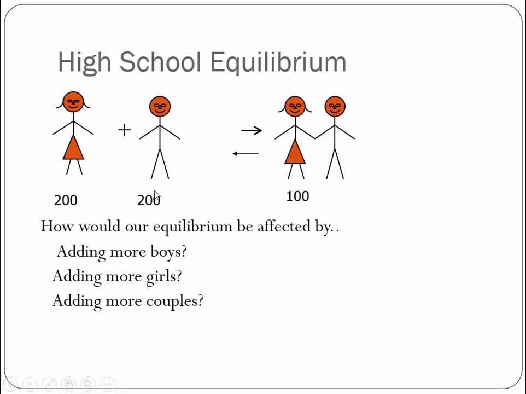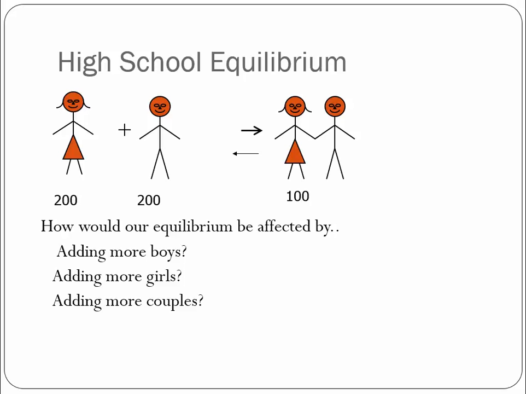When we add some more boys, our system's thrown out of equilibrium. Our system's going to try to minimize that. There's too many single boys in the system. It will fix that by causing more couples to form. And notice what happens. The amount of couples is going to go up a little bit, and the amount of single people is going to go down a little bit, because you can't form new couples without having fewer single people. If you add more girls, same thing.